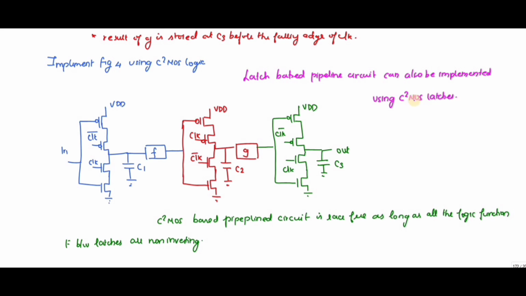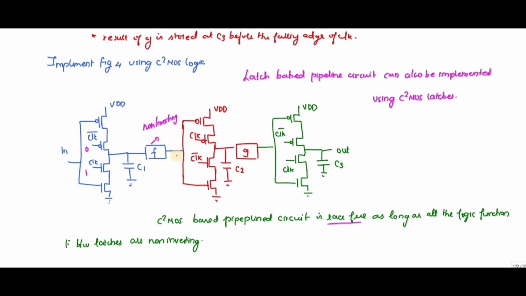Okay. So this operation is similar to that one, but this C square MOS pipeline circuit is race-free as long as this function f is non-inverting. So what is the basic operation? When the clock value is 1, and therefore the clock bar should be 0, this input gets inverted, right? So the input gets inverted, and this value is stored in this C1 value.